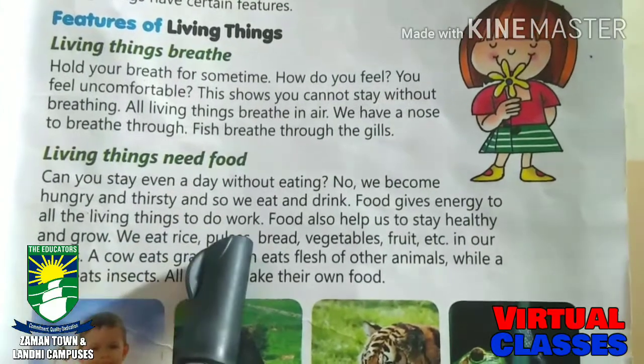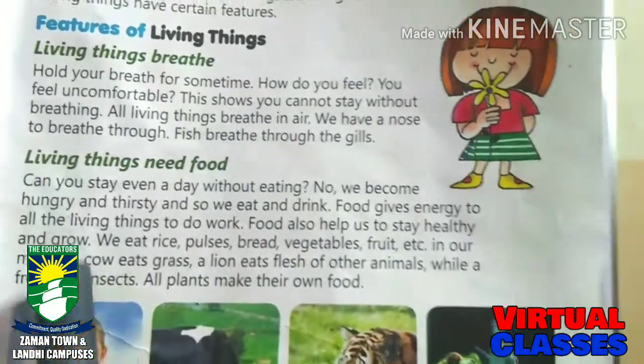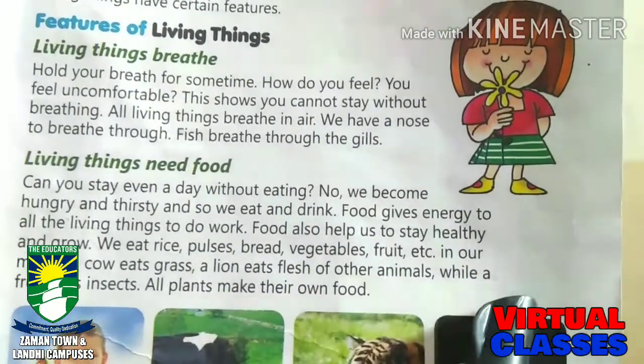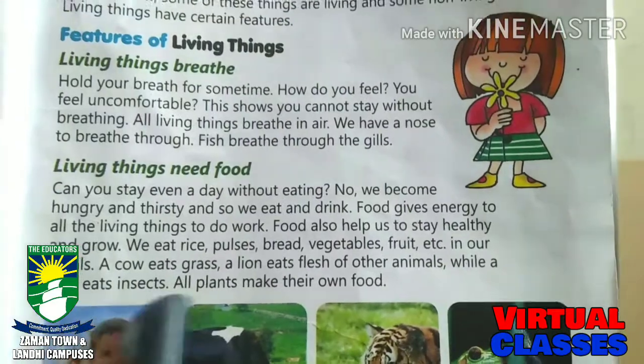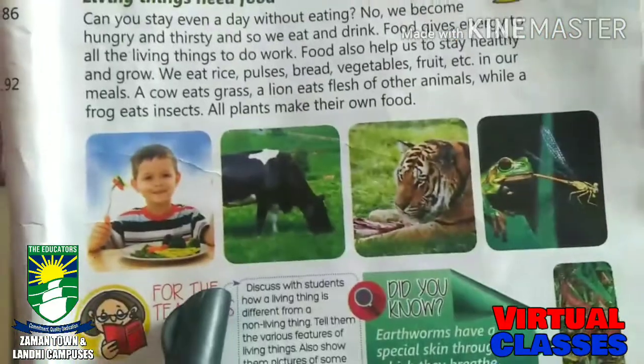We eat rice, pulses, bread, vegetables, fruit, etc. in our meals. A cow eats grass, a lion eats flesh of other animals, while a frog eats insects. All plants make their own food. Look at these pictures.